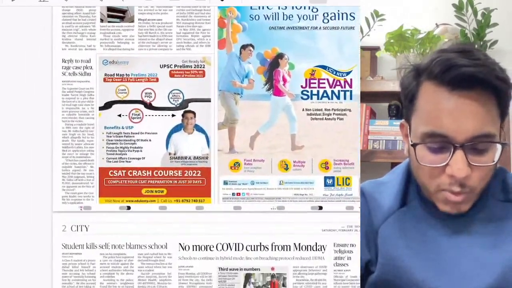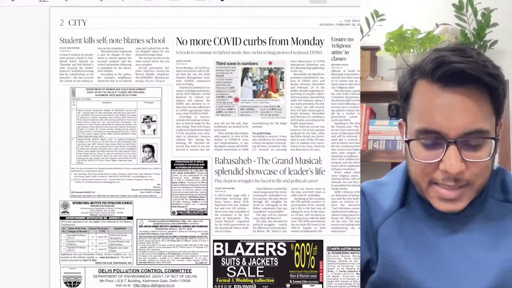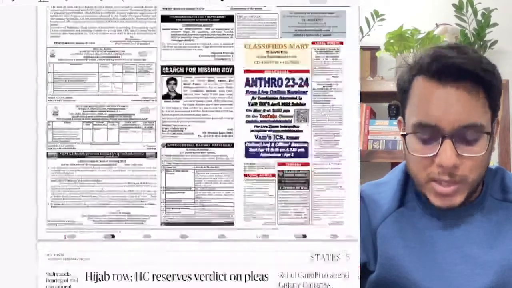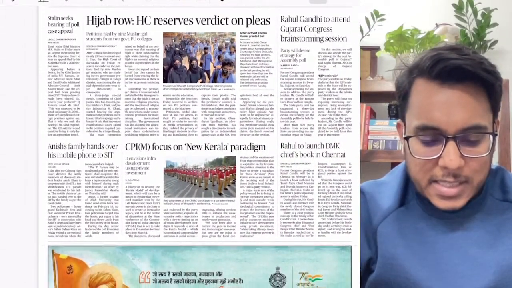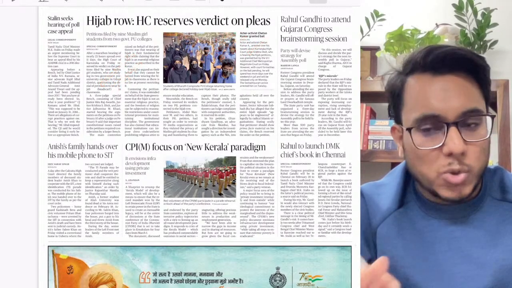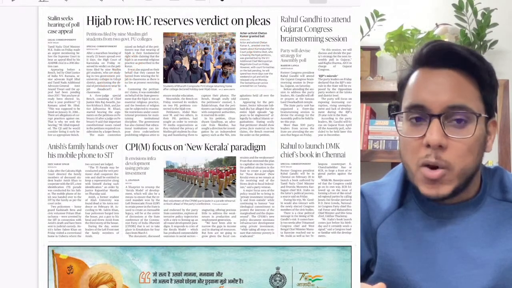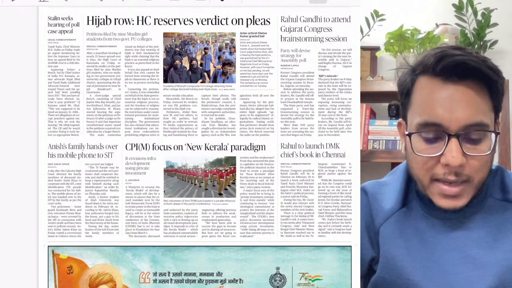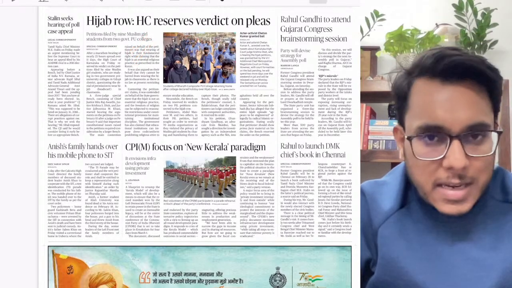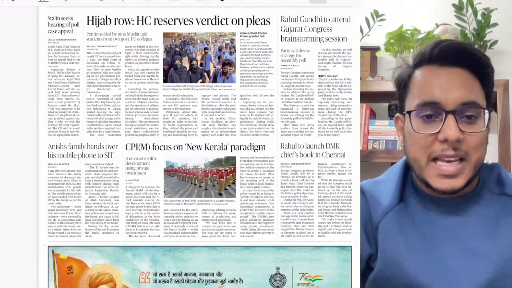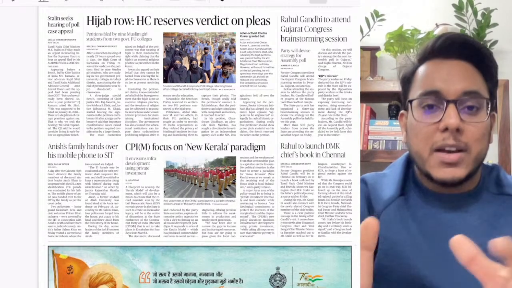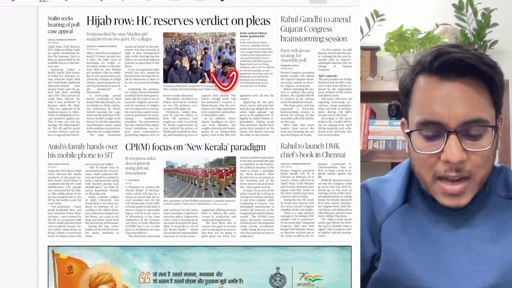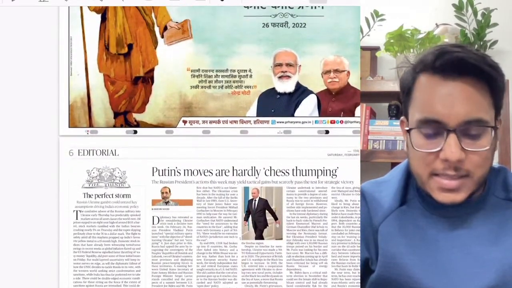Clear? After that, guys, moving on, in the city section, no COVID curbs, etc., advertisements. Then this entire page is filled with government tenders. Then the hijab row, high court reserves verdict on plea. So this issue is going on, the hijab issue. This matter is being debated, but up till now nothing concrete has come in this matter. In a few days the high court will finally come out with what the approach should be while dealing with this hijab issue. Is it clear? Till then, everyday articles are not at all important, because they will not make any sense towards the end.